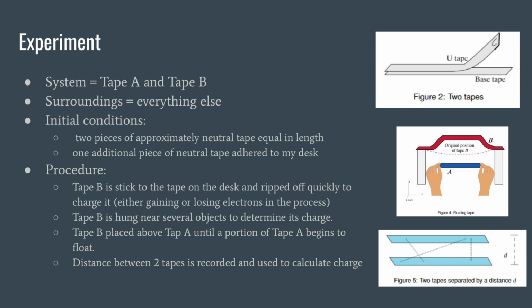The initial conditions were two pieces of approximately neutral tape, equal in length, and a third piece of neutral tape that was stuck down on my desk. Tape B was stuck to the tape on the desk and ripped off quickly in order to charge it, which could either cause it to leave behind electrons or gain more electrons. The tape was then hung near several objects in my room and objects in general to determine its charge, and it was finally placed above the other piece of similarly charged tape, tape A, until a portion of it floated. This distance was measured to calculate tape B's charge.